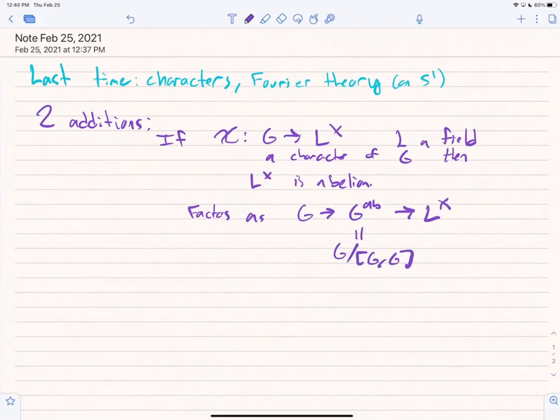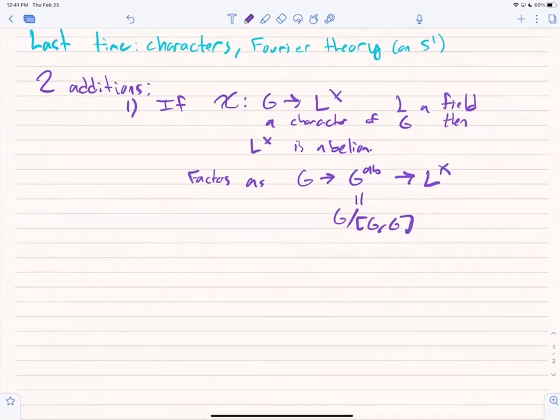So this is why all of the examples I did were about characters of abelian groups, because characters of any group reduce to characters of abelian groups. If you have a character of some group, that's the same as giving a character of this abelianization. So that was the first addition I wanted to make.